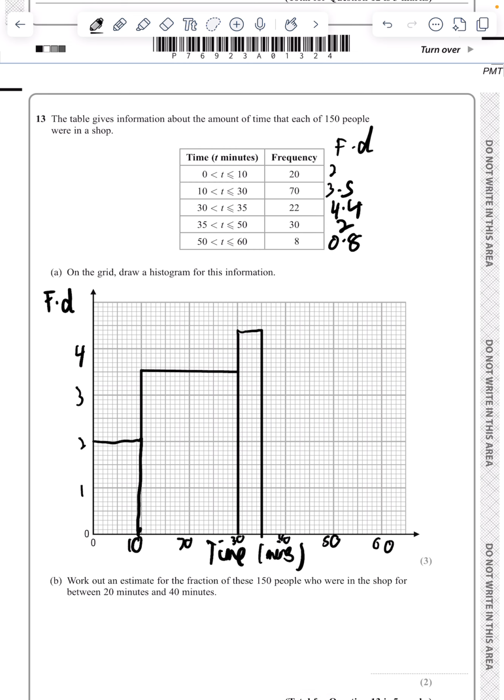I guess I might as well finish strong then. 30 to 35, 35 to 50 is 2. That's meant to be on that line there. And then yeah, 50, 60, 0.8, so that's about 9.